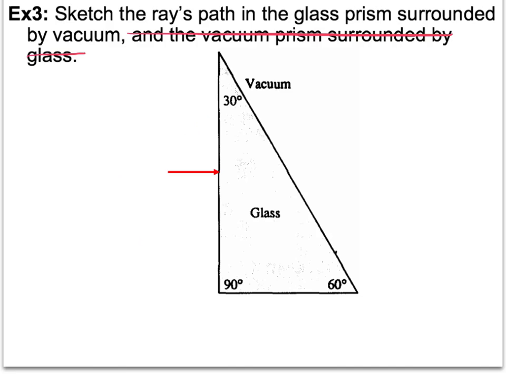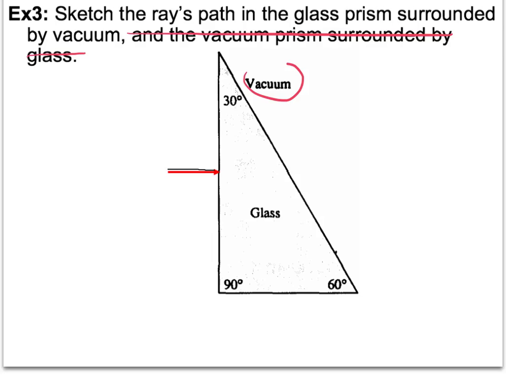Okay, I have one last short example just because I think this is where there'll be a lot of confusion. Sketch the ray's path in the glass prism surrounded by a vacuum. And then that second part is for something that I deleted off here. So we've got a glass prism surrounded by a vacuum, labeled there, and an incident ray comes in.